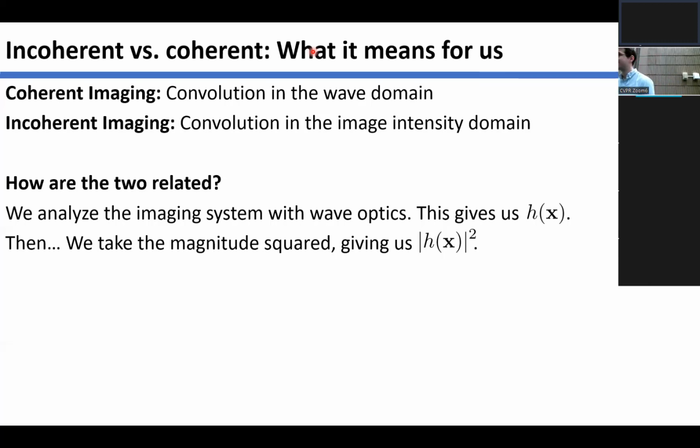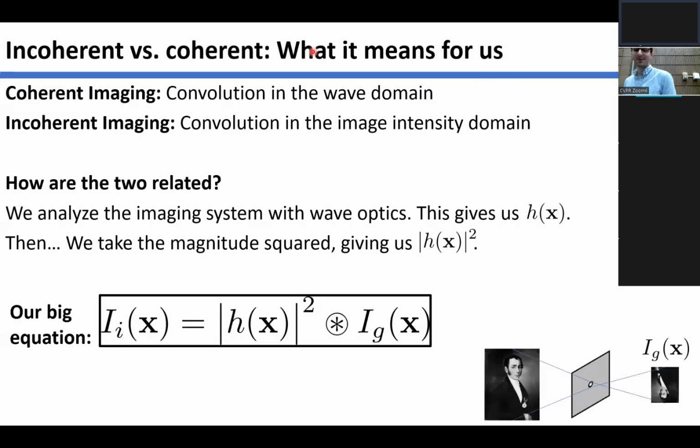Basically we'll analyze the system using wave optics. This will give us some sort of transfer function, h of x. And then simply enough, we'll just take the magnitude squared of that. So our big equation is going to be this.